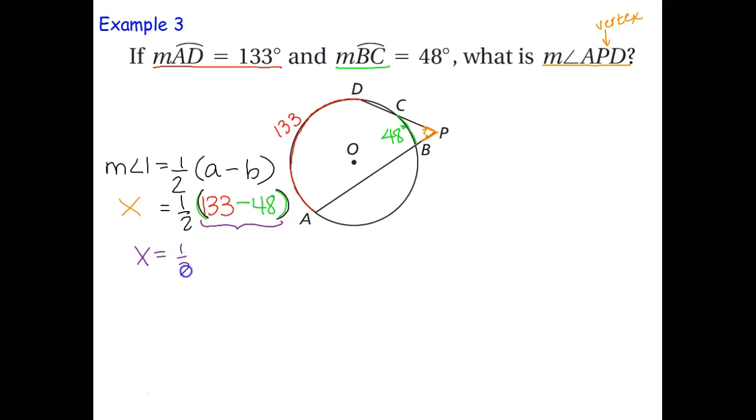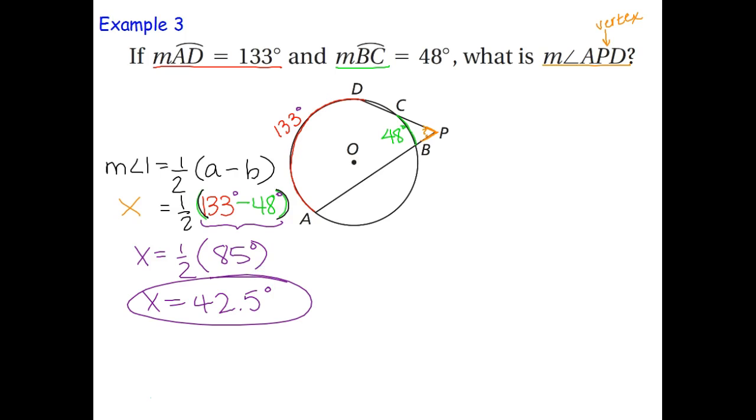So X is equal to 1/2 times (133 minus 48), I believe, is 85. Should put degrees on all of these. So then we just have to take half of 85. So X would be equal to 42.5 degrees.